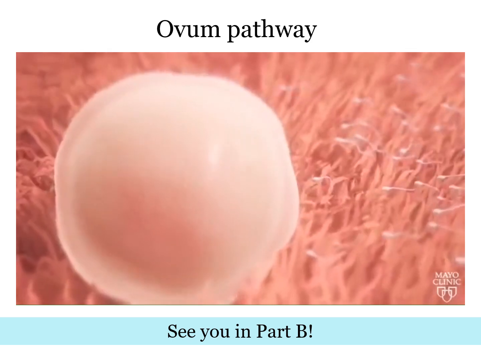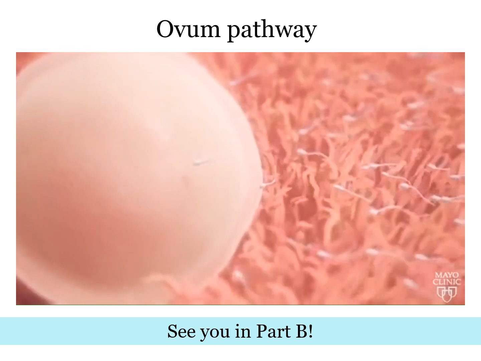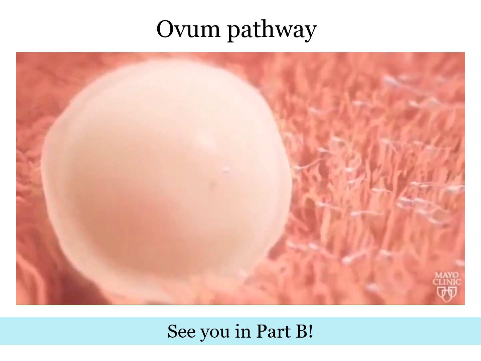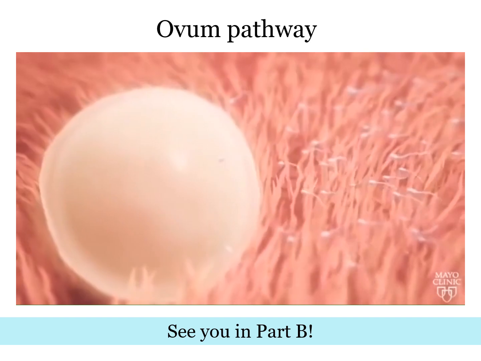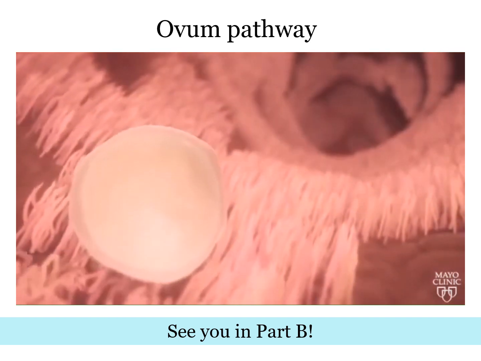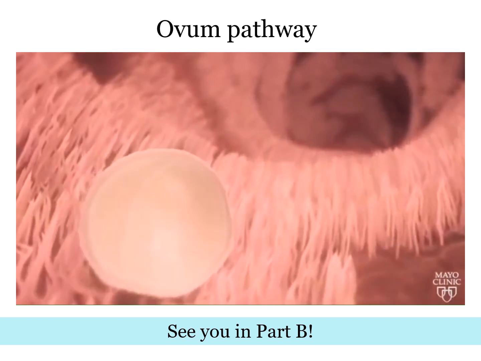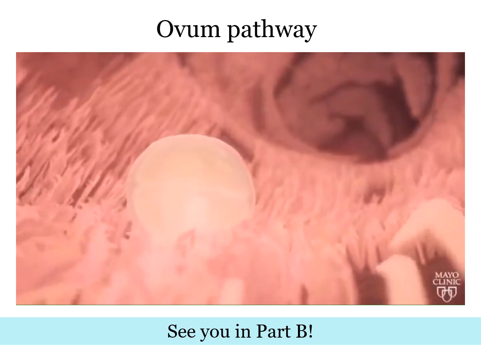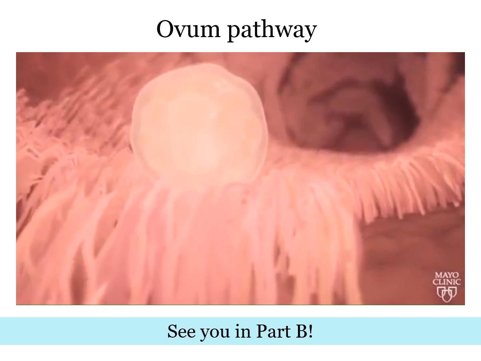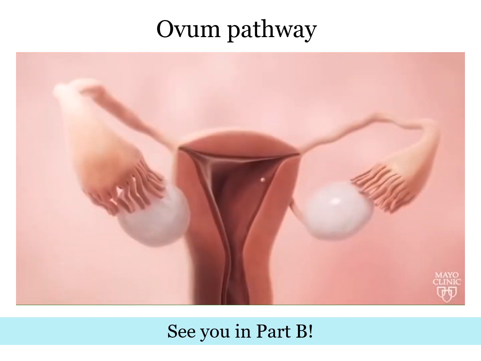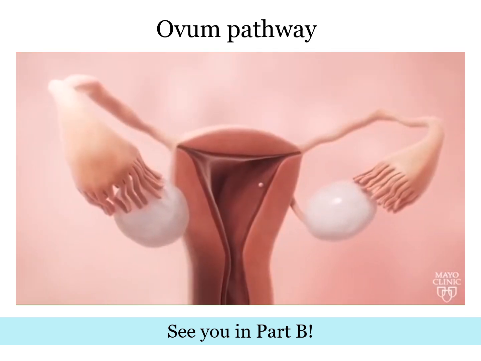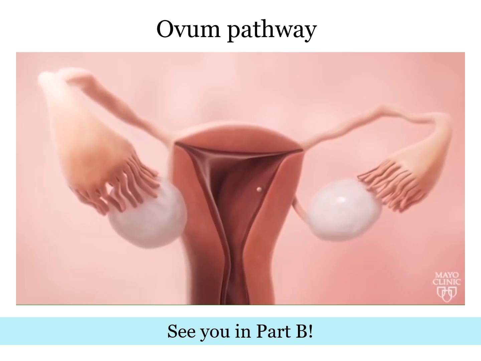If the egg is fertilized, the egg and sperm unite to form a one-celled entity called a zygote. As the zygote travels down the fallopian tube toward the uterus, it begins dividing rapidly to form a cluster of cells resembling a tiny raspberry. When the zygote reaches the uterus, it implants in the lining of the uterus, and pregnancy begins.